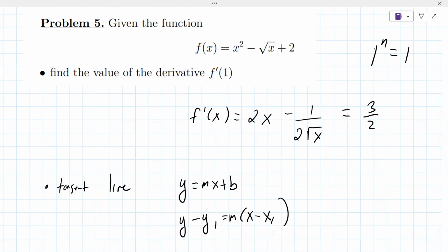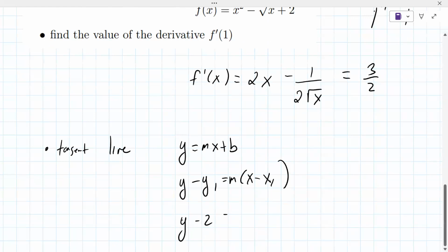And I could just plug in a value to the original, right? Yes, that's how you find it. Okay. I'm going to do 1. Okay, so y minus 2 equals 3/2 times x minus 1. Okay, perfect. All right.